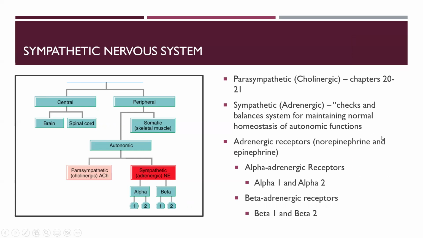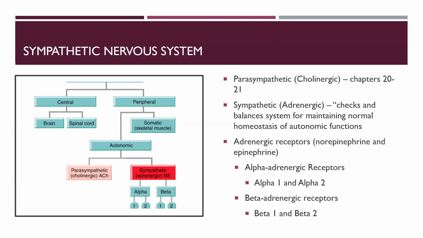So you've got your parasympathetic system, which is going to be our chapters 20 and 21, and our sympathetic system, which is our adrenergic system. This is our checks and balances system for maintaining normal homeostasis of autonomic functions. Does everybody know what I mean when I say homeostasis? Yes. Keeps a balance. Exactly. It's how we basically keep everything balanced. And that's exactly what we're going to be talking about with this chapter 18, all our checks and balances.